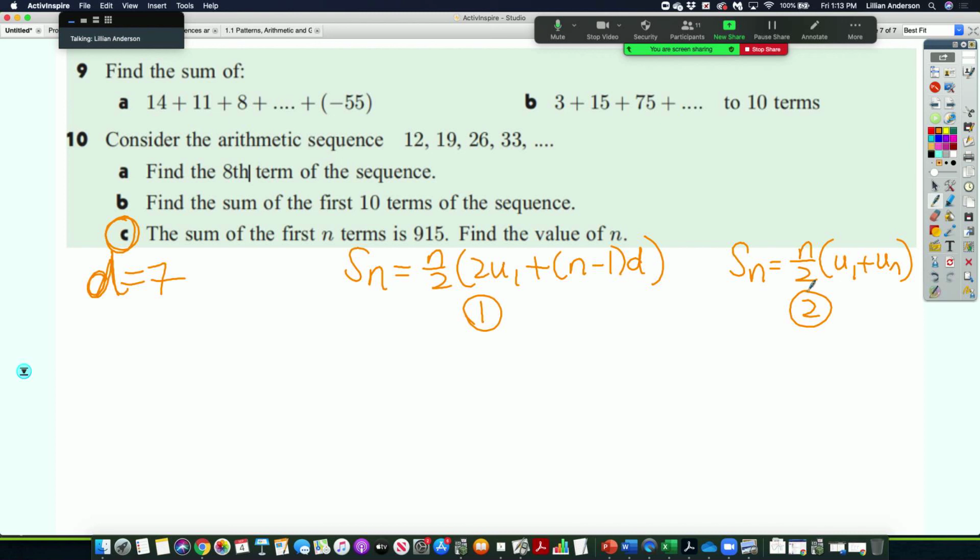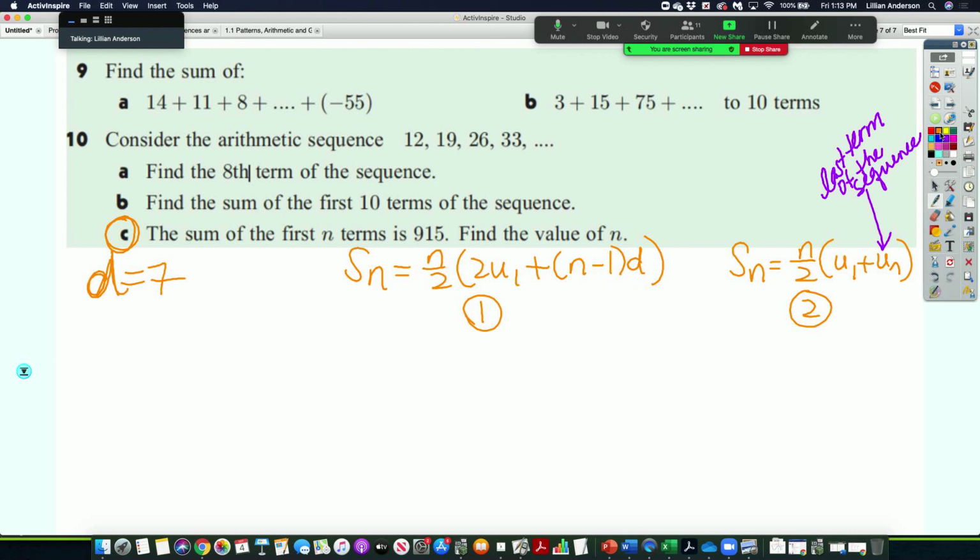We also know our first term. The only downside about option 2 is this piece right here. Remember, this piece right here represents the last term of the sequence. And unfortunately, since we don't know the value of n, we don't technically know what the last term is. So the one we want to use here is the first one.